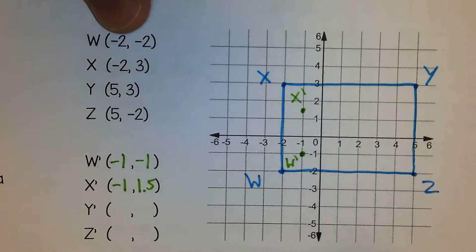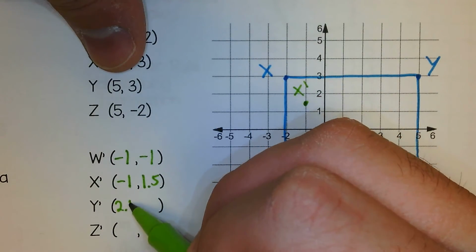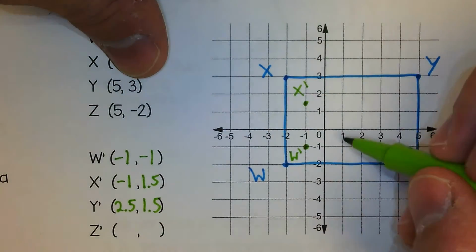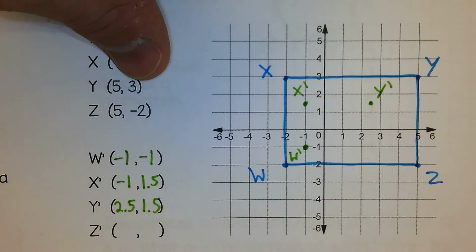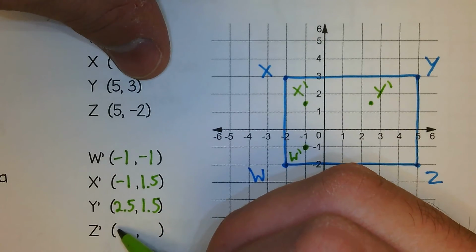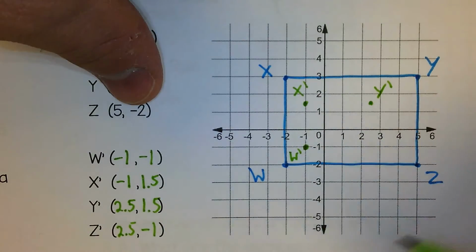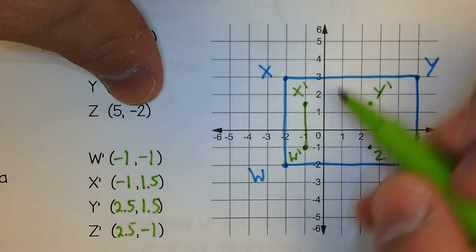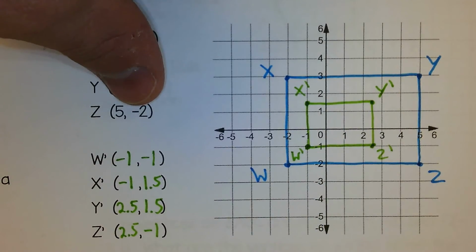Call that X prime. Y prime would be 5 times 1/2 is 2.5, because half of 5 is 2.5, and then half of 3 is 1.5. So then we would go to (2.5, 1.5), and we would call that Y prime. Then Z prime, 5 times 0.5, or 5 times 1/2 would be 2.5, and then half of -2 would be -1. So we go (2.5, -1), call that Z prime, and then connect your dots. And that's how we would do that.